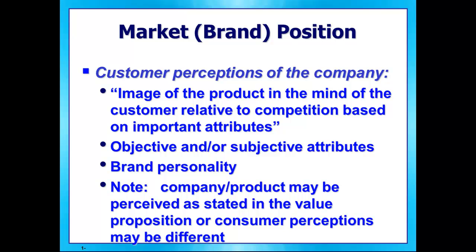And the customer's image is always relative to competitive options. We're going to talk a lot about competition when we get to Chapter 3. And this perception is based on important attributes or features. And those features can be objective, for instance, price or miles per gallon, but they could also be subjective, such as design or style.